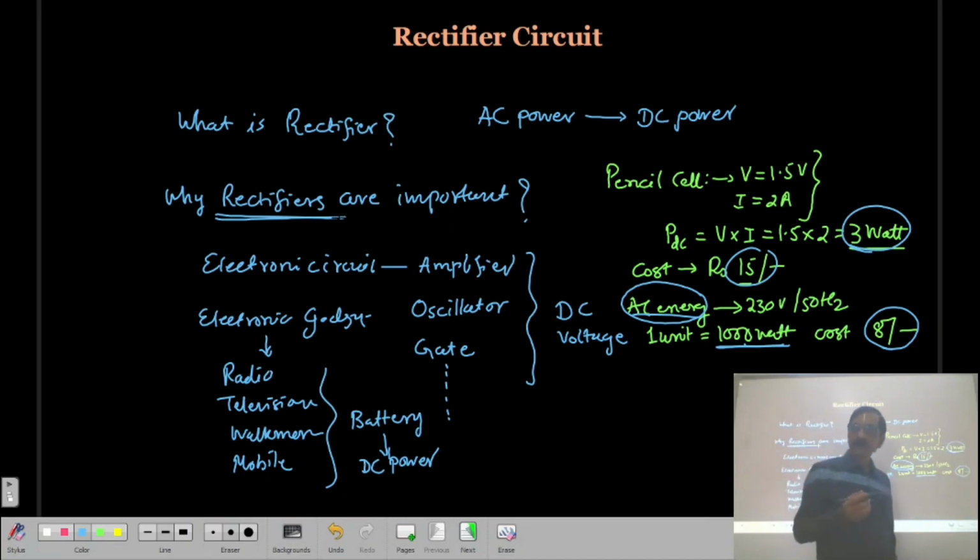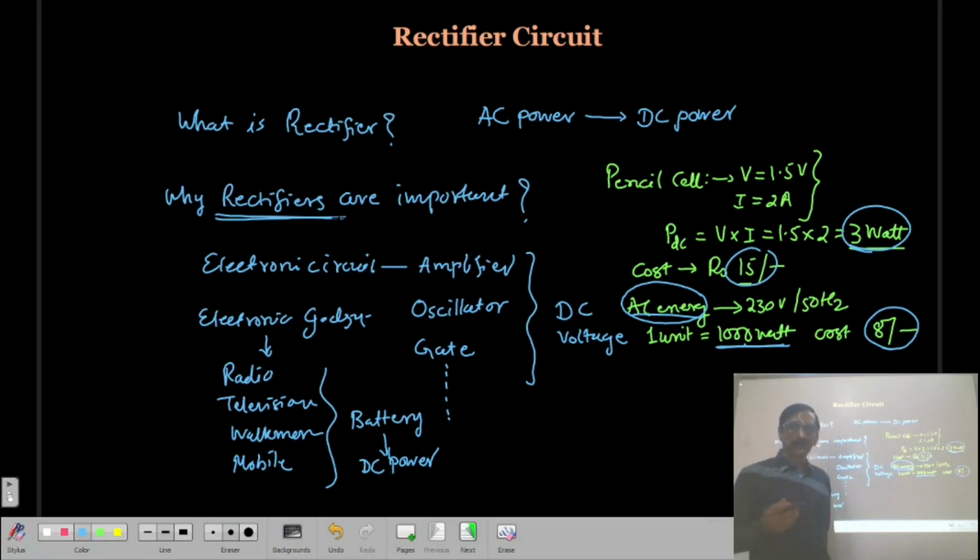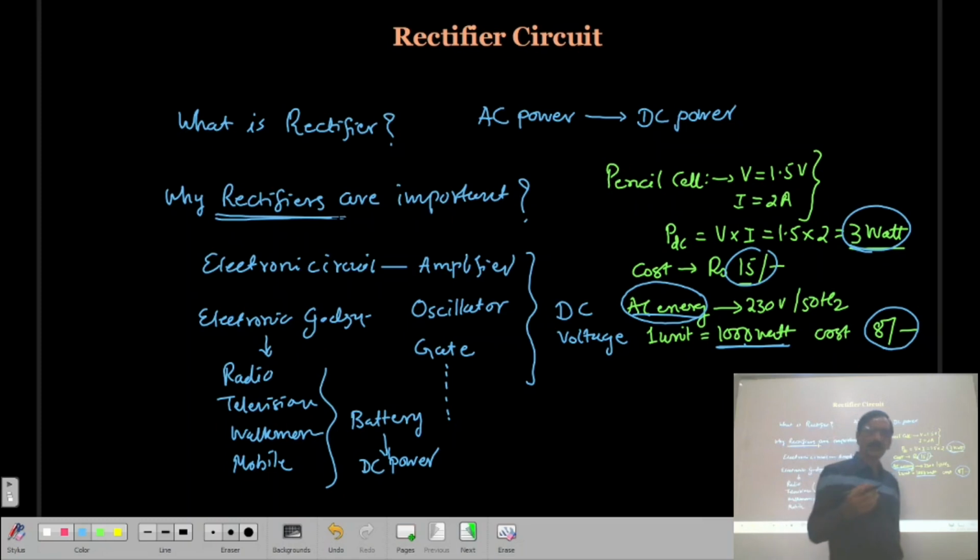Then only you can use your gadget. Otherwise, if you use your gadget 2-3 times, the battery will be very costly, then you forget about using these gadgets. So here, for this rectification, for the conversion of your AC power into DC power, we are going to discuss three types of rectifier.